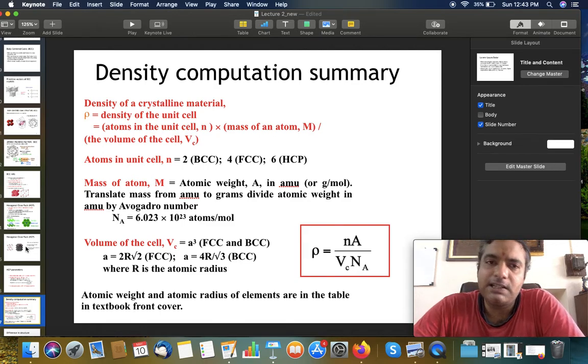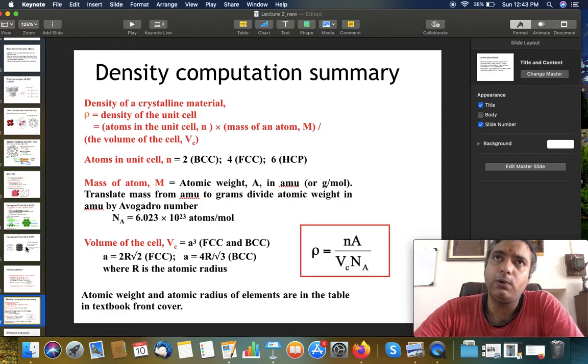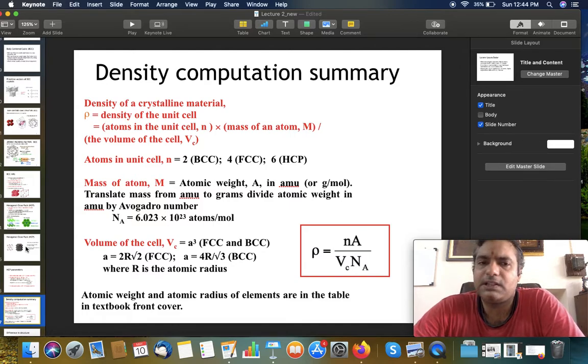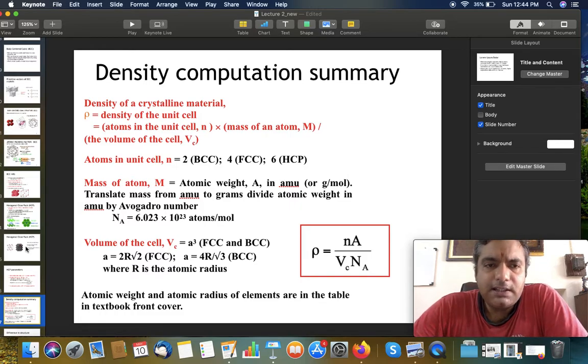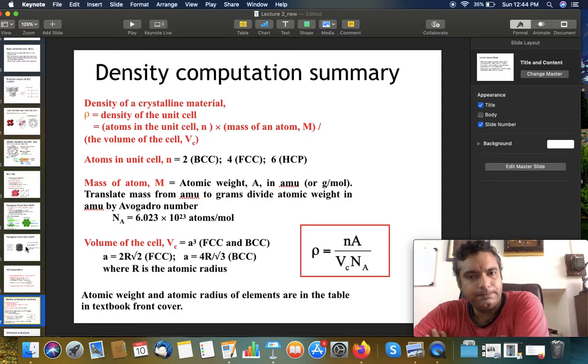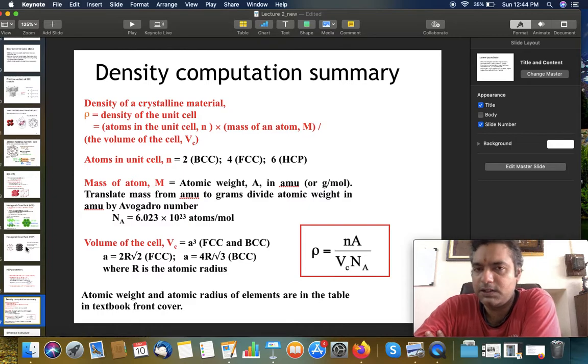For example, the density is also very different in several metallic structures. For example, lead and gold are very dense, aluminum and cadmium are not that dense, and so on. How do we calculate the density? The density of the material, or to be more precise, the density of a unit cell, is the number of atoms in a unit cell multiplied by the mass divided by the volume of the cell. And the volume of the cell also includes the Avogadro number, which we have learned in high school.